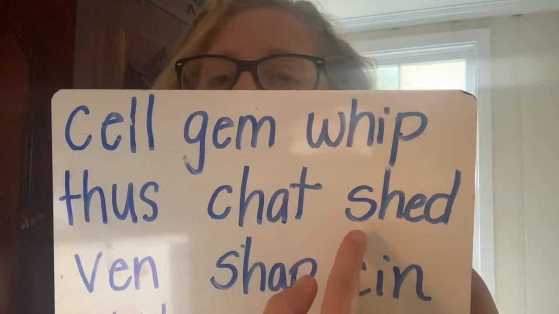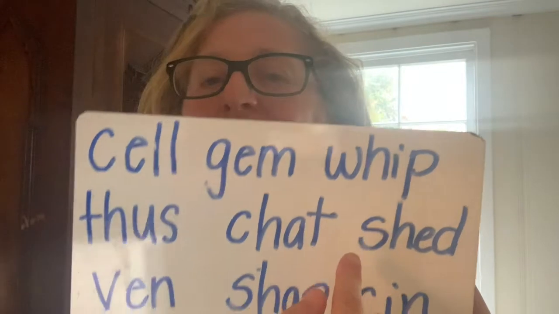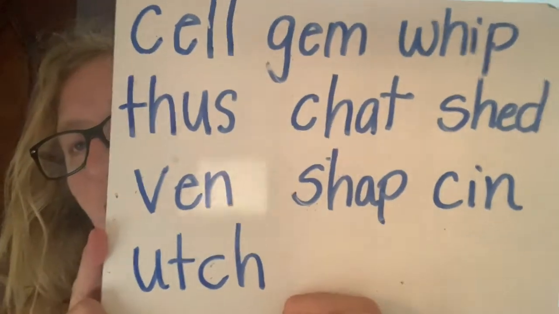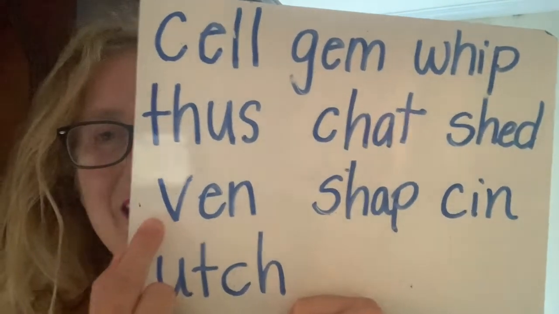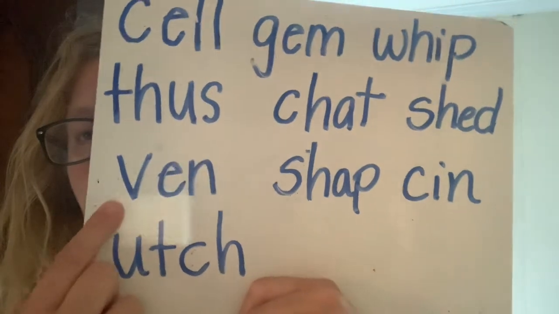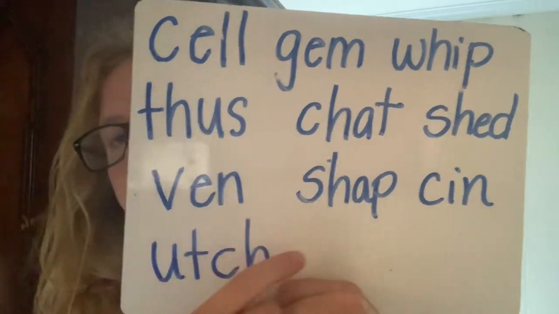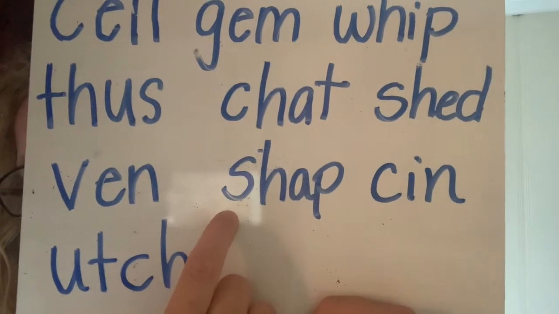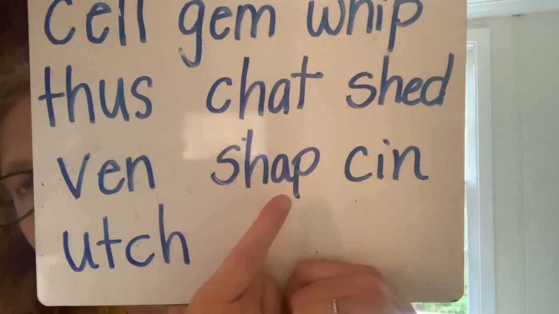Think. Sound. What letter is that? That's an S. Read. And where does it end with a D? Shed. The dog was in the shed. Think. Sound. Read. Then. Then. Think. Sound. Sh, sh, read. Shap.